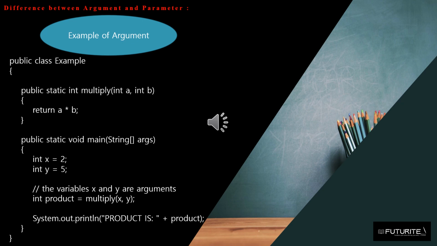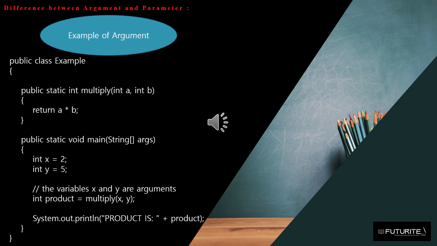So there is a class Example. Inside that there is public static int multiply, that is a kind of method. Then you have public static void main. Okay, so here the public static int multiply has two variables, both of integer data type, variable a and b. So these variables a and b are the parameters, and the multiply method is being called under the main method. Here int product equal to multiply.